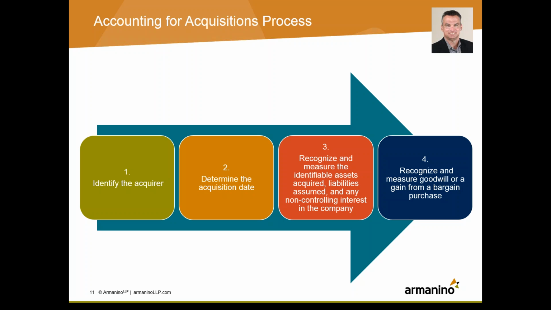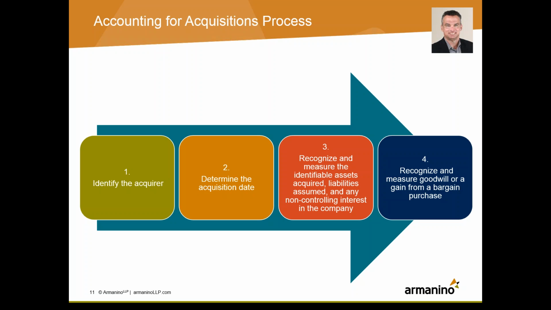There are 4 general steps for this. One is to identify the acquirer, which typically is very simple, but occasionally it's not obvious who the acquirer is when 2 companies are merging that are relatively the same size. Two, obviously, you need to know the acquisition date. Three, where we come in, is recognizing or identifying and measuring the identifiable intangible assets acquired, well, also tangible and intangible, I should say, liabilities assumed, and occasionally, but rarely, non-controlling interests.